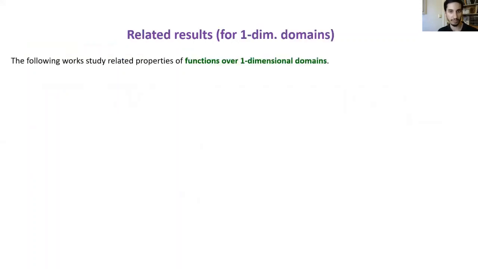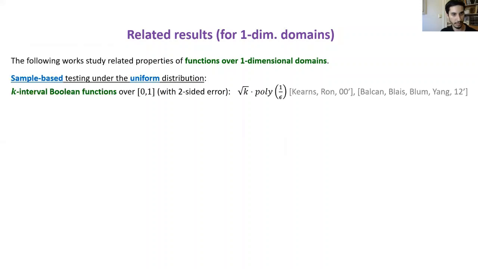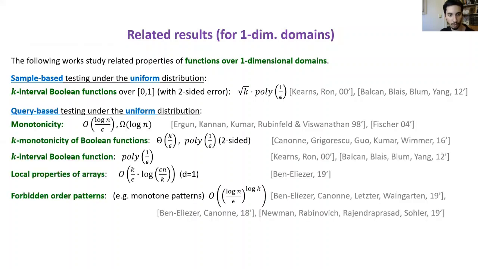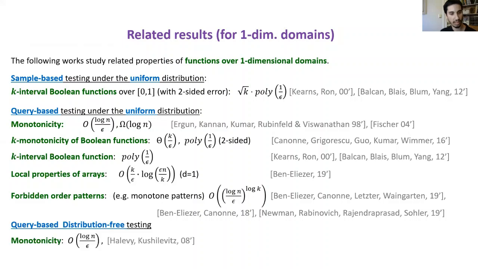I'll now mention a few related results, and I will focus on related properties of functions over one-dimensional domains. We have a work that studied sample-based testing under the uniform distribution, many works which study query-based testing under the uniform distribution, and another work which studies the query-based distribution-free testing of monotonicity.